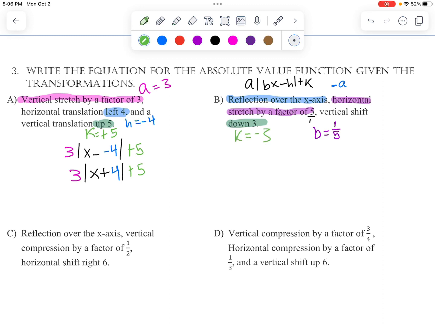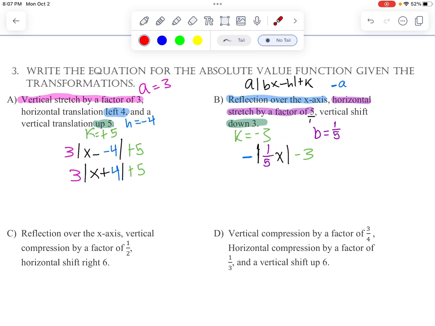So putting all of this together, I did not receive a new a value like I did over here. I only received that I'm going to have a negative in front. So I don't even have to write anything for a. All I know is I'm going to have some sort of negative out here. Then I'm going to draw my bar, and I'm going to put my 1/5 in front of my x because that's where my b goes. And then I'm going to have my x, and I didn't shift left or right. I didn't say I shifted left or right, so I'm just going to have that inside the parentheses. I'm not doing anything to it. And then I will have my -3 out on the back end.